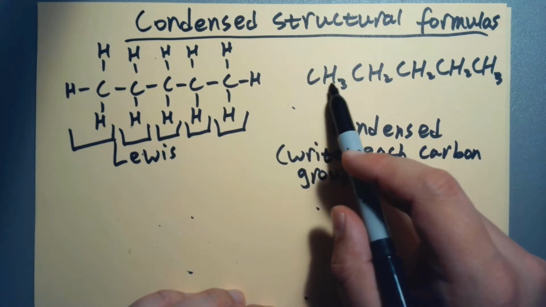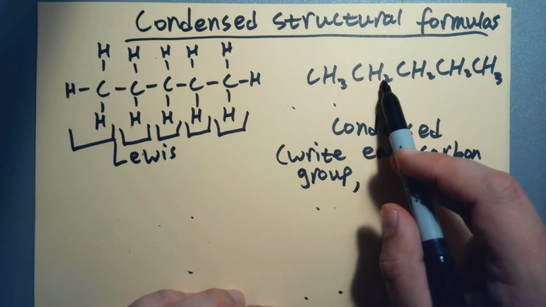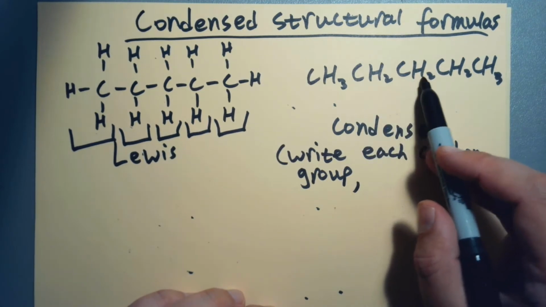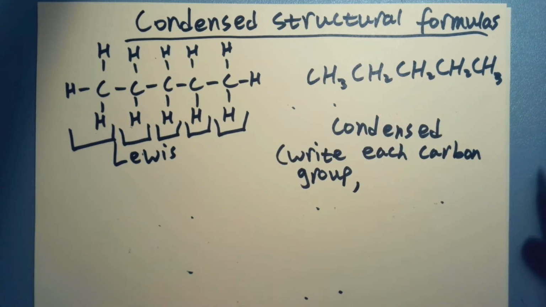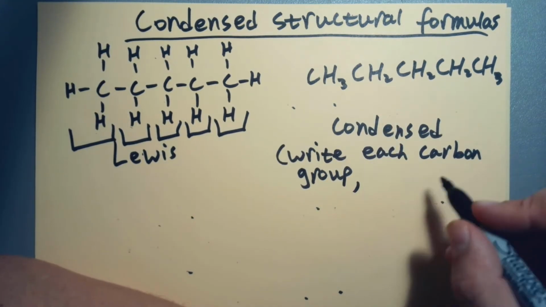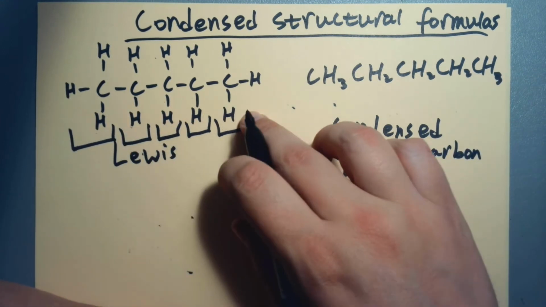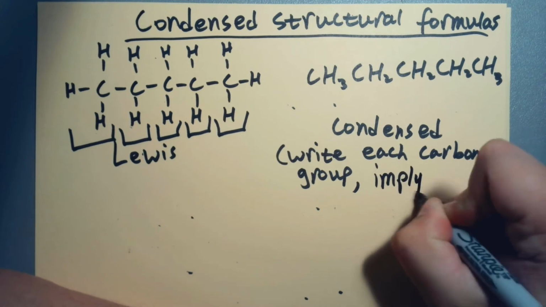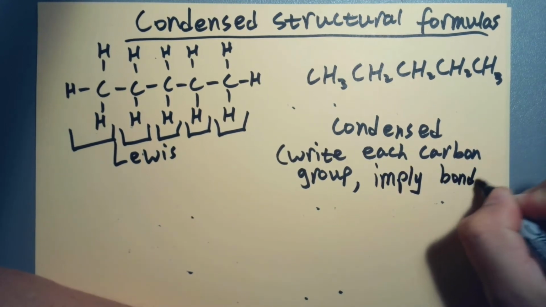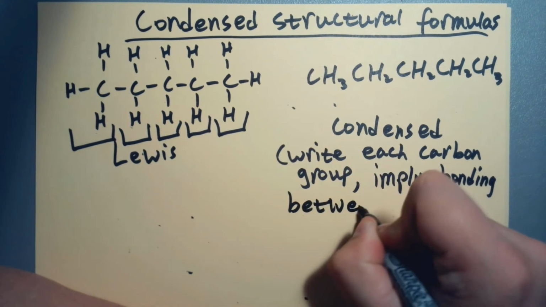So this is like a train car. It must be connected to the next train car, which must be connected to the next train car. This is the payload on this train car, this is the cargo on this one, so on and so forth. We just carry our way through. We write each carbon group one by one, piece by piece. We write what each piece is, and then we're implying bonding between these carbon groups.